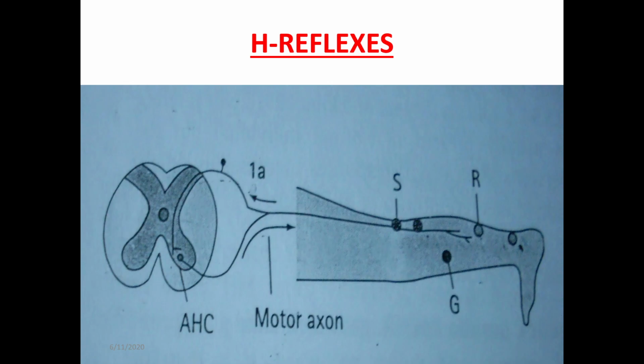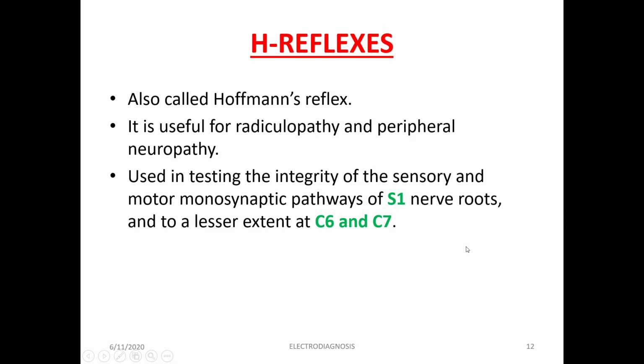So here the impulse will start. It will enter from the posterior side into the spinal cord, then it will cross the synapse and stimulate the motor nerve, and again it will pass into the tibial nerve, the motor part, and then it will stimulate the soleus, and there will be recording of this H-reflex. Clear? Now, the H-reflex is also known as Hoffmann's reflex, so don't get confused with Hoffmann's sign. Hoffmann's sign is different. This is the Hoffmann reflex. So definitely this is also useful for radiculopathy and peripheral neuropathy.